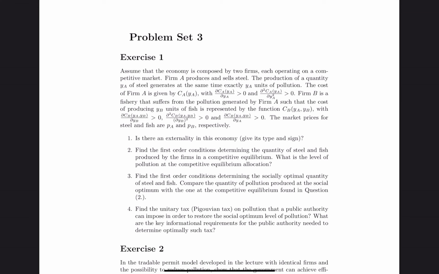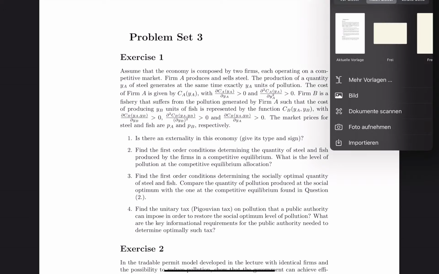So question number 1 is the following. Is there an externality in this economy? Give its type and sign. Obviously there is an externality in this economy, and there is a direct negative externality.